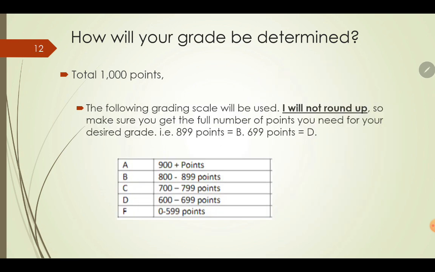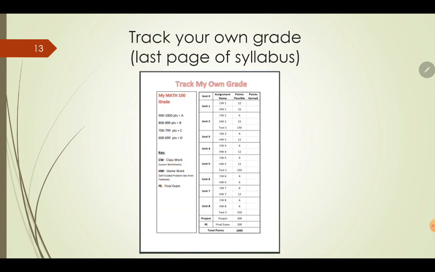If you end up at the end of the semester with 699 points, that is a D. If you get 700 points, you get a C. So make sure you can follow your grades in Canvas and make sure you have the right number of points to get the grade that you desire. I have a sheet at the end of the syllabus that'll help you do that, so you can make sure you're getting to whatever point value you need to get the grade you need.